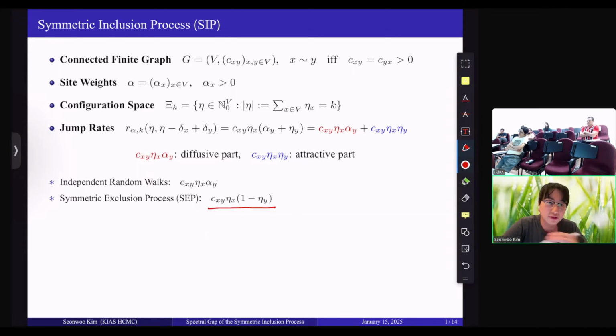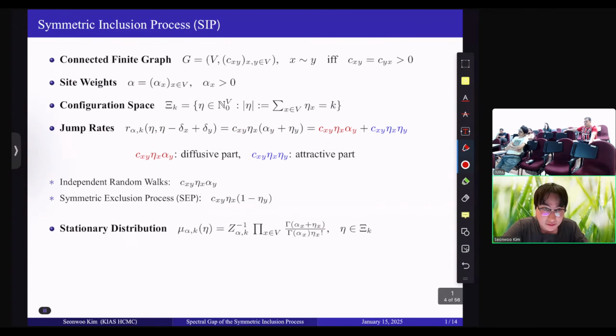And as you know, the exclusion process is much better known to the community, and as far as I know, the reason why we call this model the inclusion process is because of the similarity and the change of sign compared to the exclusion process.